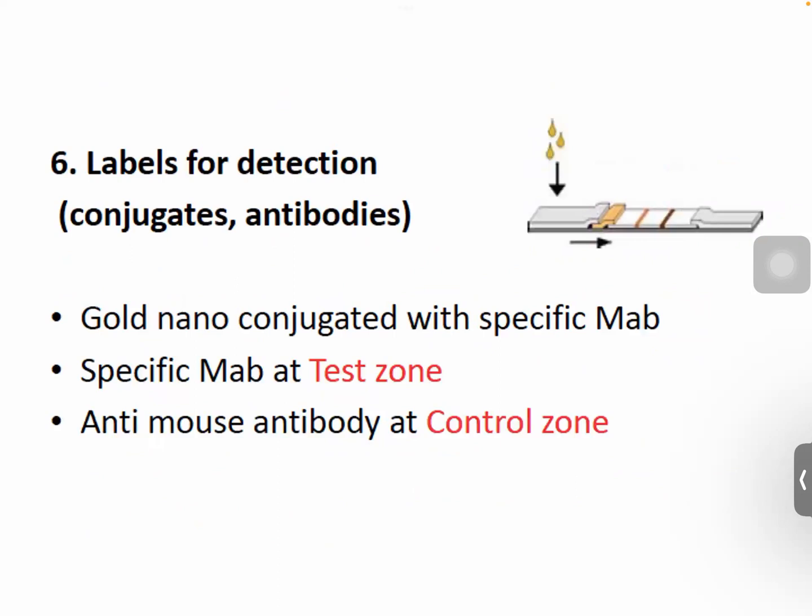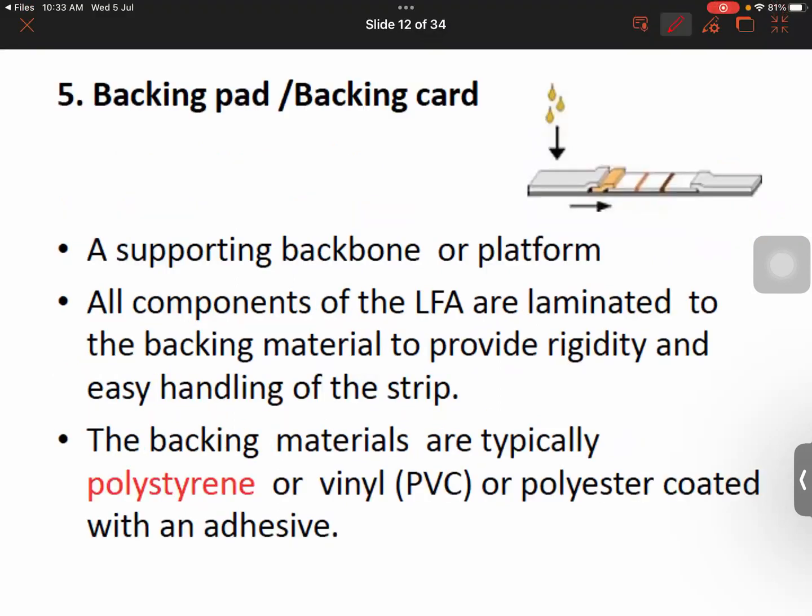So backing pad is just the support here. It is where you put everything: the sample pad, conjugate pad, membrane, as well as the wicking pad, as a support. As long as it is strong, then it's good enough, and easy to cut, because in the end you have to cut the whole thing to a proper size. So that is the function of the backing pad.